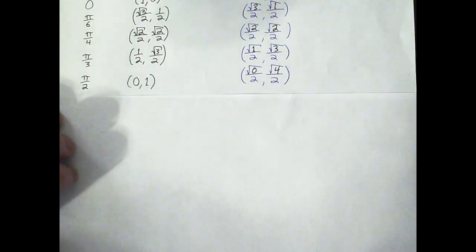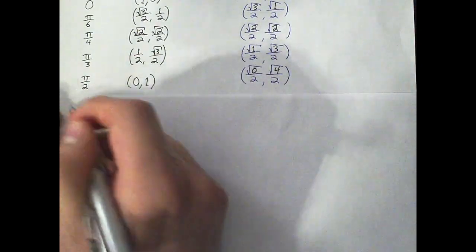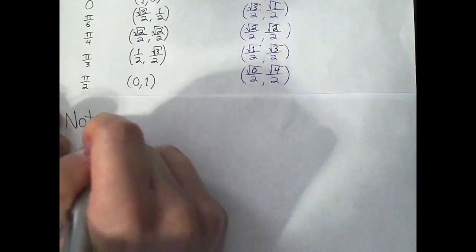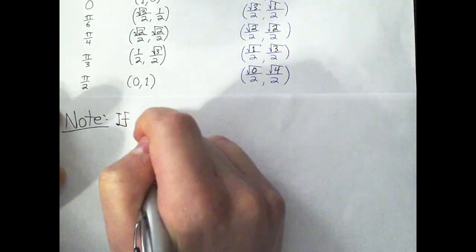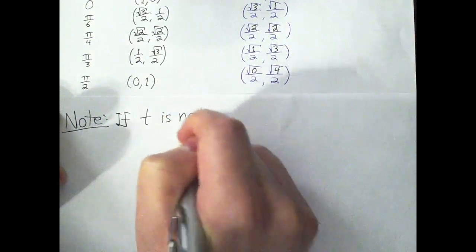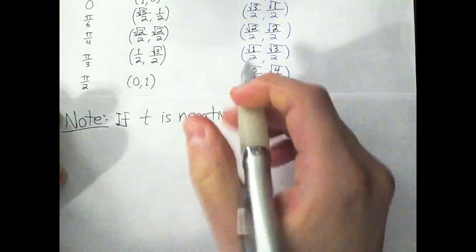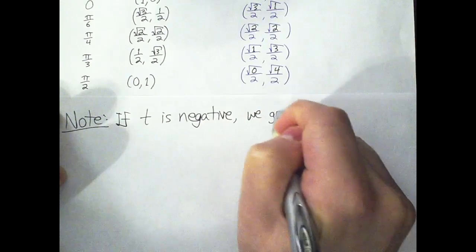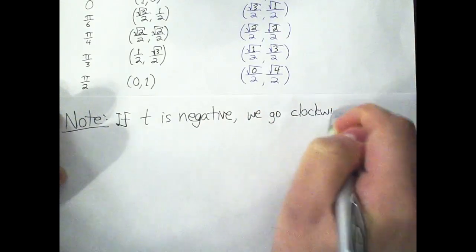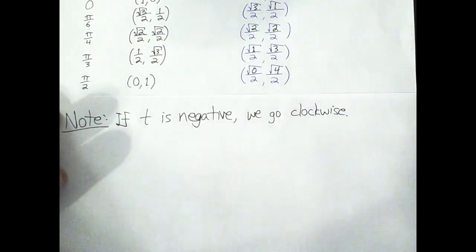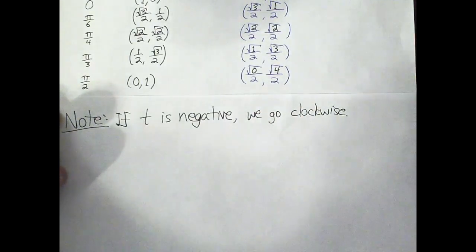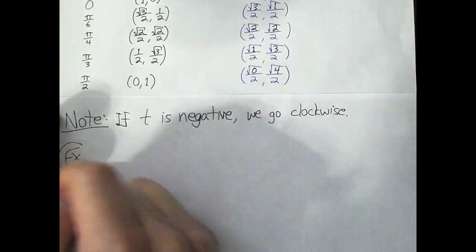So these are some small t-values. We looked at some larger ones like 2 pi and 2.5 pi. Here's a note. What do you think we do if t is negative? Is that allowed? Do you think that t can be negative? If t is negative, it's simple. We just go clockwise. We go in the opposite direction. Because in math, when something goes from positive to negative, it's really like you're going in the opposite direction. So I'll show you an example.